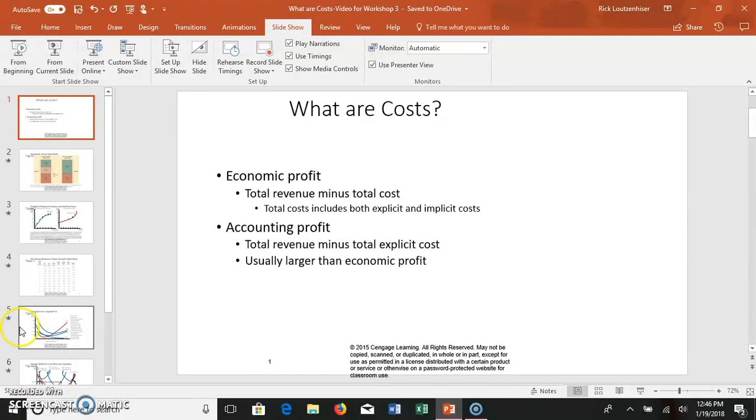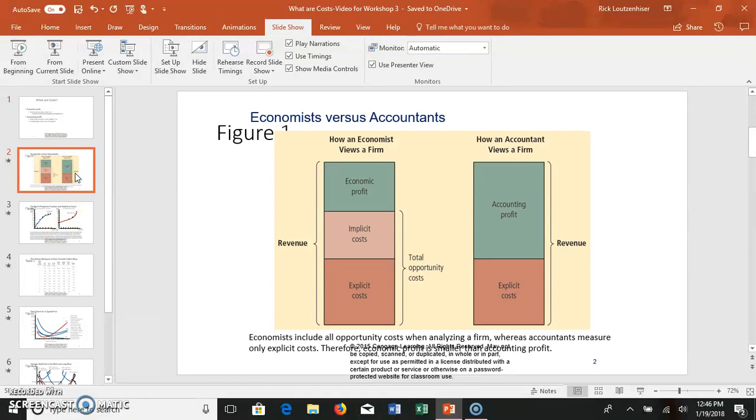So looking at the next slide that's in your text, it shows you how the economist views a firm and how an accountant views a firm, and the difference is in the economist counting the implicit cost. So what are the implicit costs? They are implied. Okay, so I'll give you an example real quick.